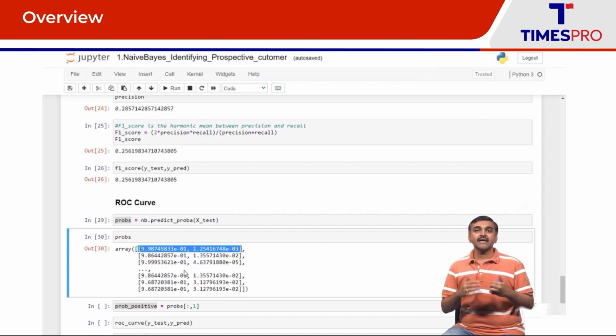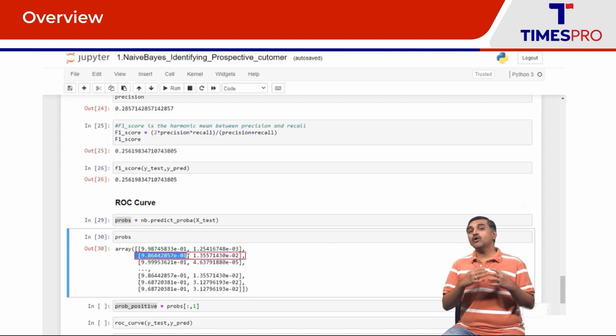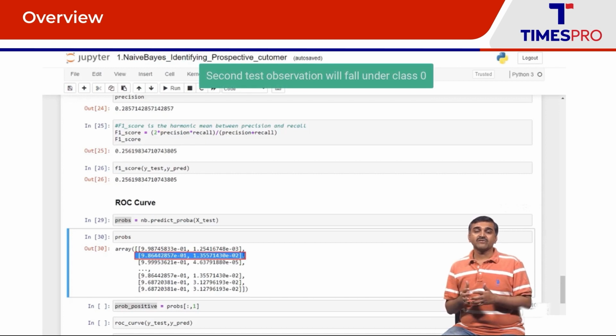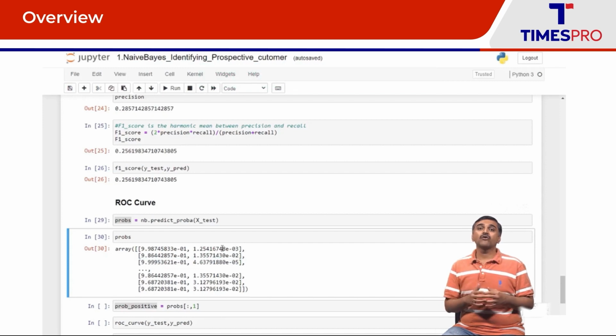Likewise, if you observe the second row, this is the probability of class 0, and this is the probability of class 1. When you look at the probability of class 0, it is much higher, and the second test observation will also be in class 0. And that's how predictions are being made based on the class probabilities.